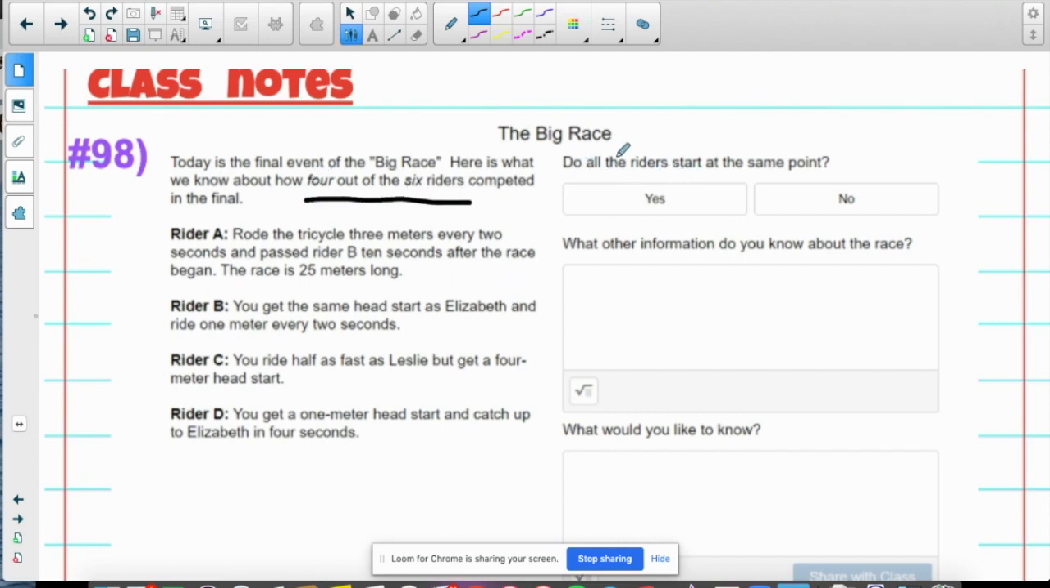So the first question we need to answer: do all the riders have the same start point, or do they start at the same point? I'm going to go through in my green, circle anything that mentions their start point. So I see this person has a head start, but we don't know who Elizabeth is yet. We don't know who Leslie is. But rider C got a 4-meter head start. Rider D got a 1-meter head start. So my answer is no.